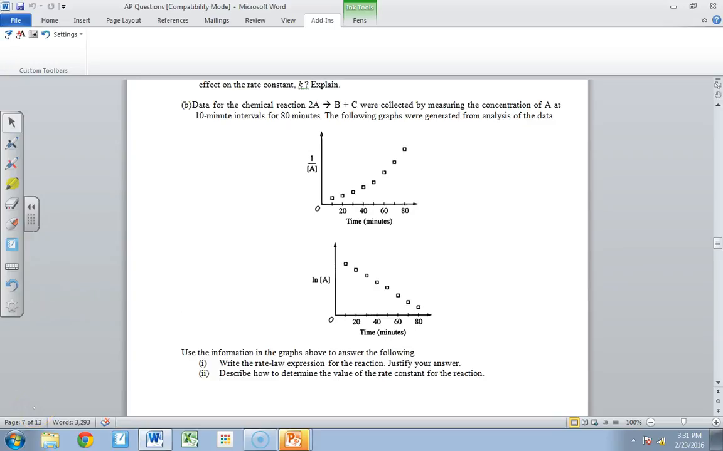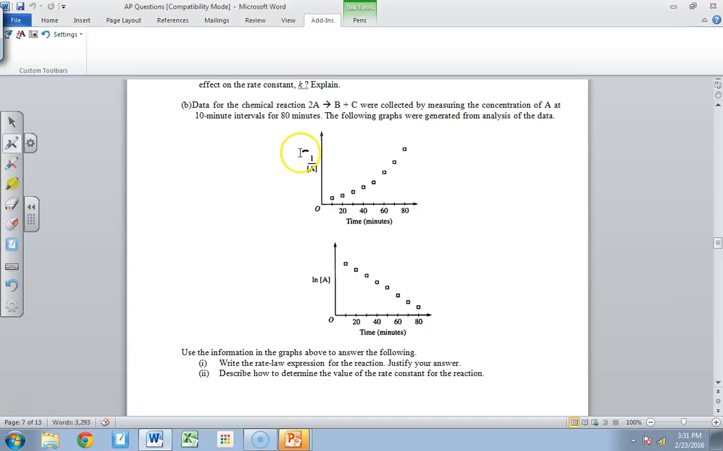Hey everybody, I just wanted to take a little bit of time and go over how to sample problem here and how the integrated rate law may look. So in this case, I'm just looking at question B, and it gives you a reaction. That reaction is 2A reacts to form B plus C, and data was collected.